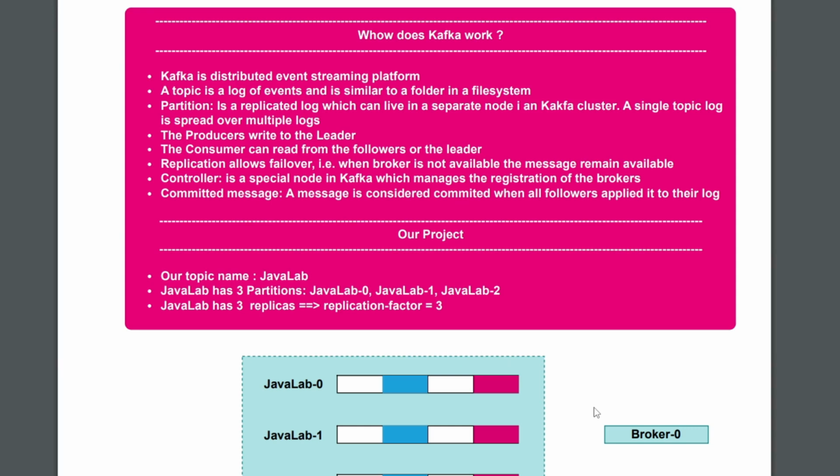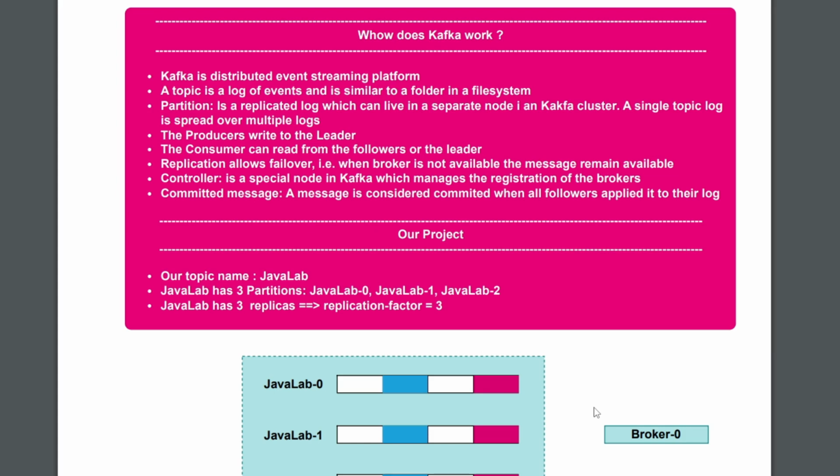The main concept of Kafka is the term topic. You can think of a topic as a kind of log of events, similar to a folder in a file system. That means everything you write to Kafka will be stored on the file system. And like every log in a programming language, like log4j, every message will be written to the end of the log.